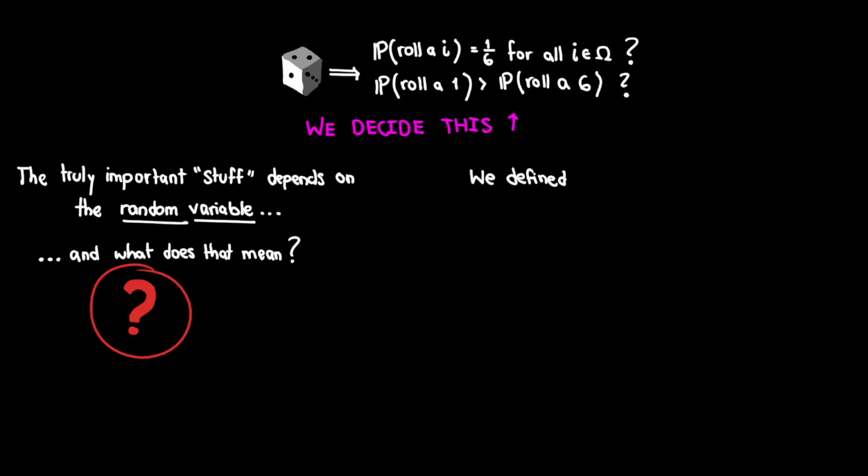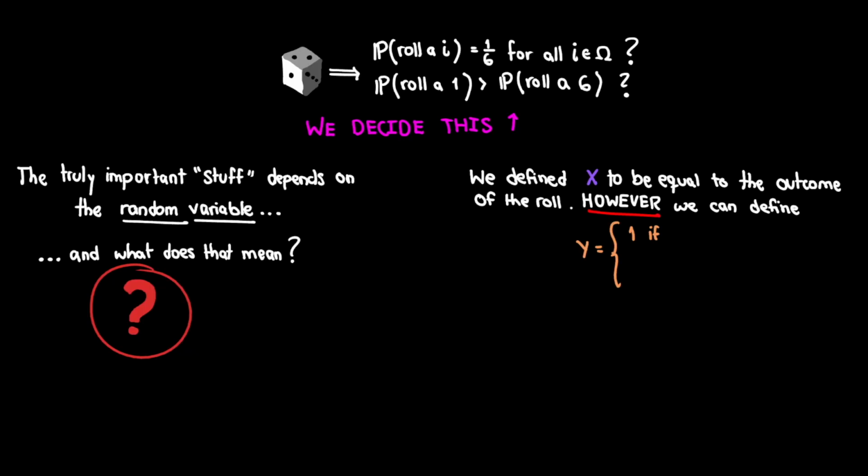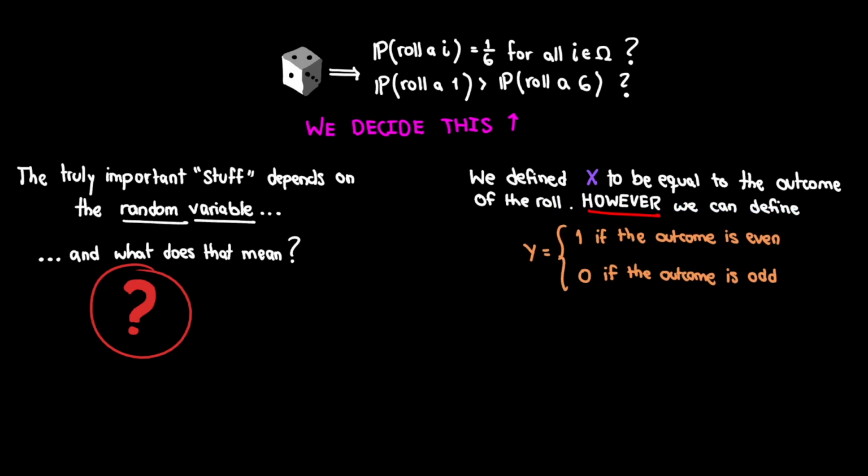You might recall from the last video that we set our random variable x as the outcome of the roll. Though this is a very natural random variable given the nature of the experiment, there are other variables we could have come up with. For instance, we could define y as 1 if the outcome is even and 0 if it's odd.